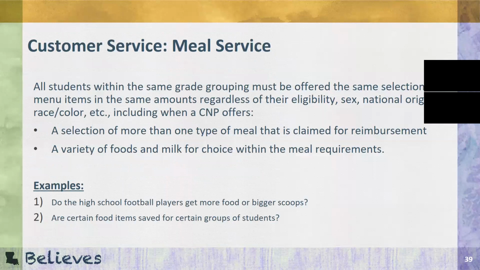During meal service, all students within the same grade grouping must be offered the same menu selection, regardless of their eligibility, sex, national origin, race, color, age, or disability. All varieties and selections must be made available to all students within the same grade grouping. In the examples provided, it would be discrimination to provide high school football players with bigger scoops of food or save certain food items for a specific group.